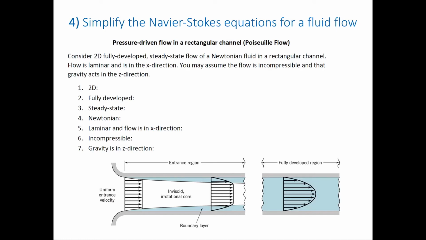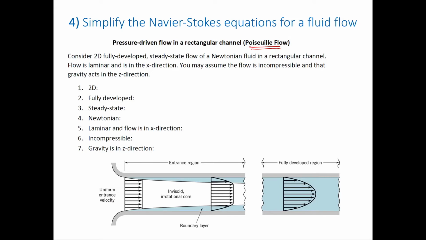So this is one of the examples that I want to look at, something called Poisson flow. As we've already talked about, Navier-Stokes equations are quite complicated, but there are a few unique cases where we can simplify flow down to a point where we can solve it analytically, which is really nice, very helpful.